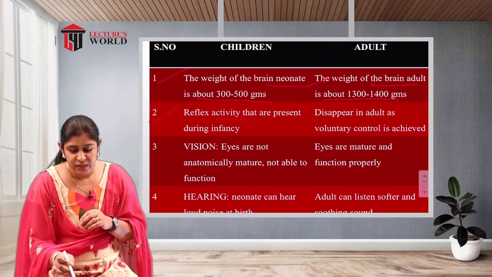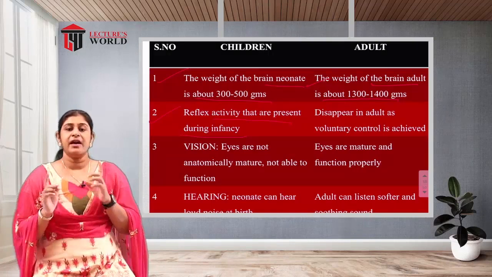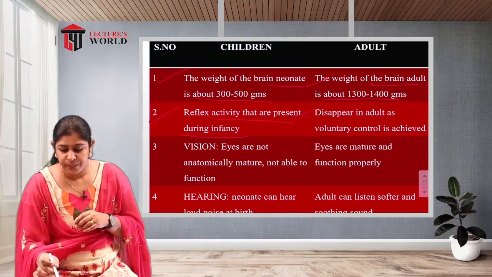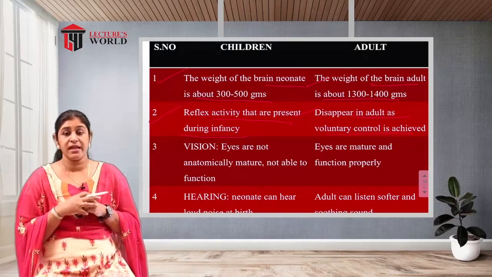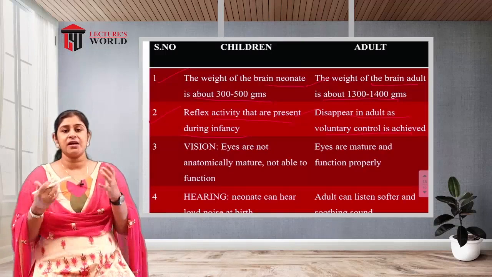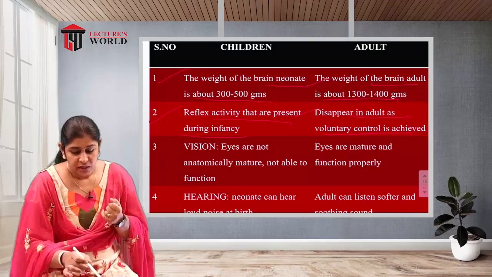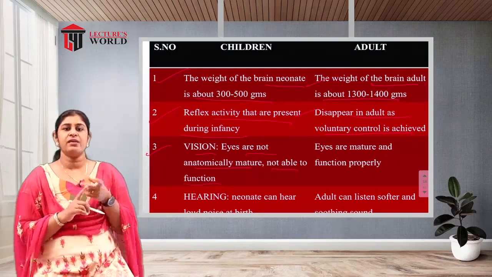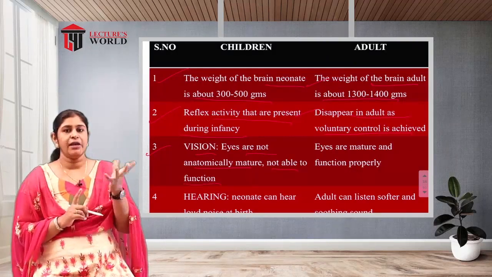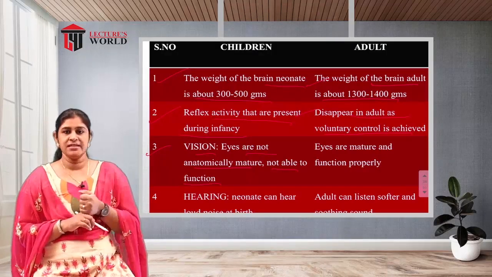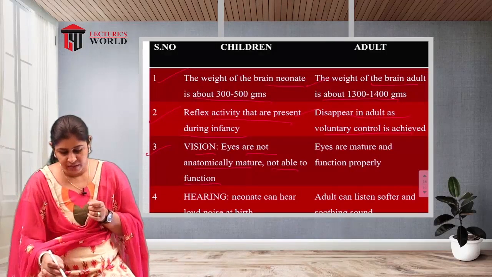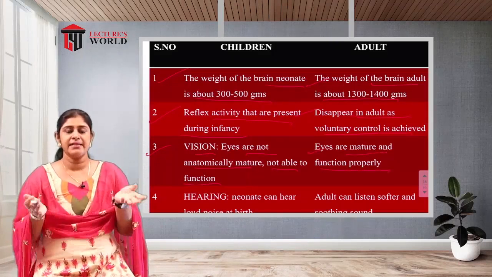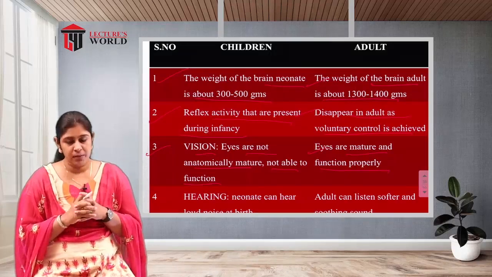Second is reflex activity, which is present during infancy. In adults it disappears as voluntary control is achieved. Vision: in infants, the eyes are not anatomically mature and thus are not able to function, whereas in adults the eyes are mature and function properly.